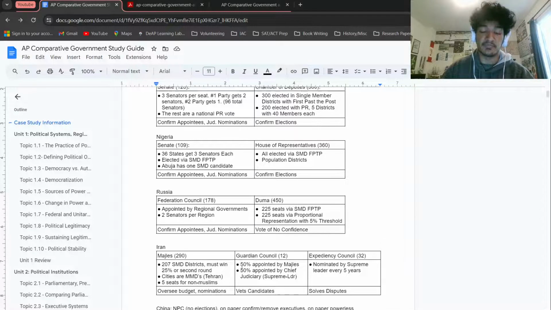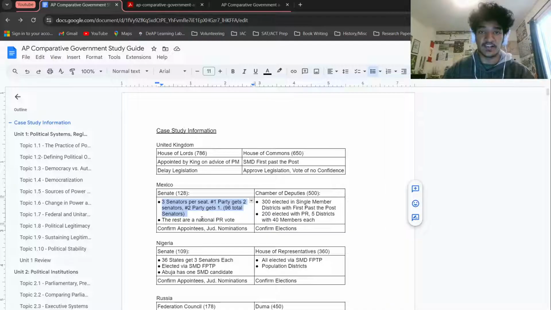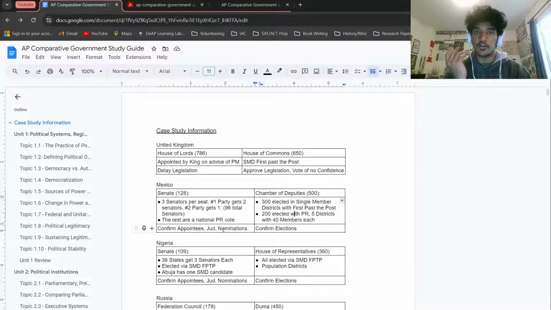Alright, now let's go into Mexico. So Mexico has a very complex election system, both in the Chamber of Deputies and in the Senate. So let's talk about the Chamber of Deputies first, since I think it's a little easier. So, 500 members, and they're split 3 to 2. 300 members are elected in single-member districts. So, what does that mean? So, in all of Mexico, there are election districts, just like the United States. Think of the House of Reps.